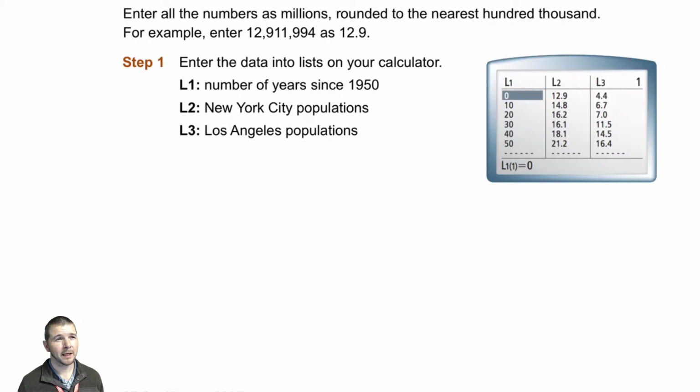So step 1, we'll let L1 be the number of years since 1950 and fill in those values. List 2 will be New York City's populations for each of those corresponding years, and L3, Los Angeles populations.